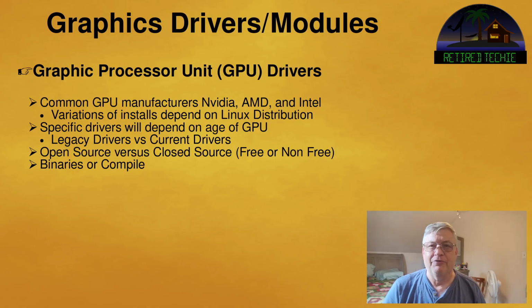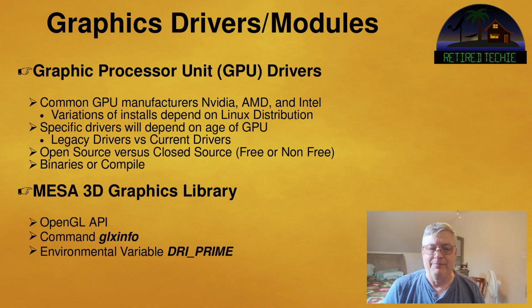The other thing I want to talk about is the Mesa 3D graphics library. This is the OpenGL API, and we're going to be using a couple of elements from this. Specifically, we're going to be using the command glxinfo to see what's going on with the GPUs on our system. And we're going to be using the environment variable DRI_PRIME to determine which GPU we're going to use. Before we get too heavily into that, we'll take a quick look at their website.